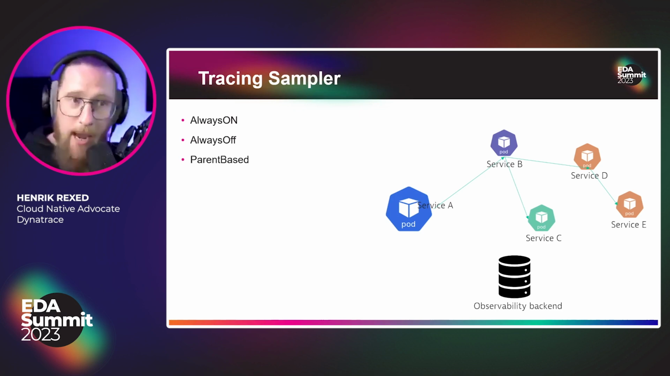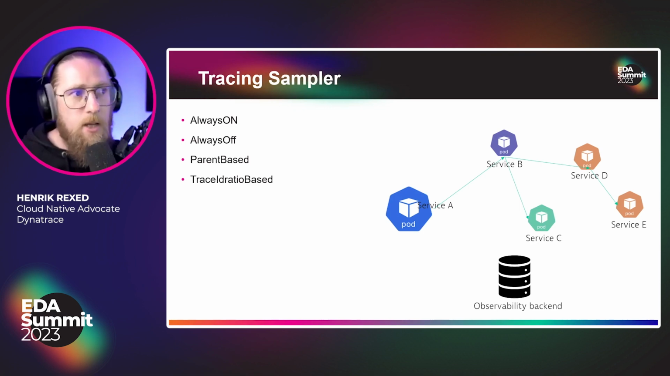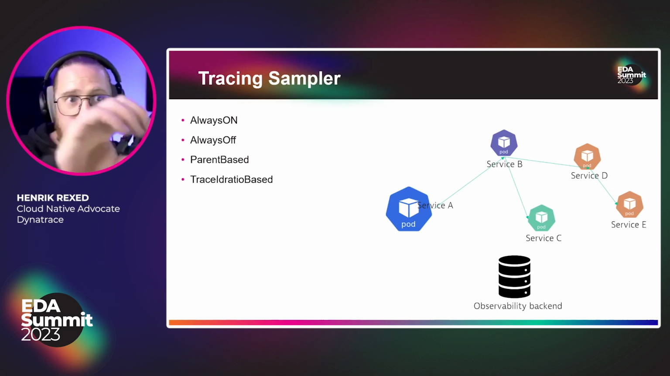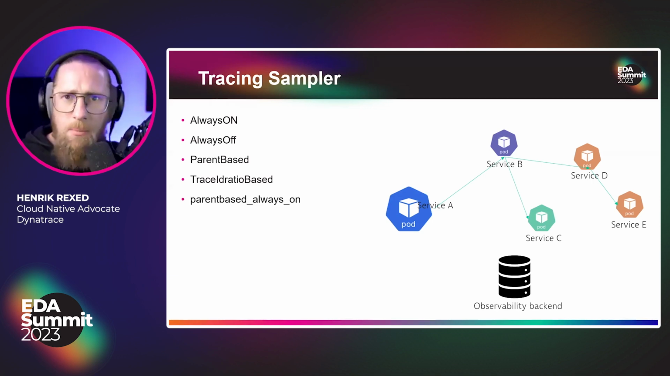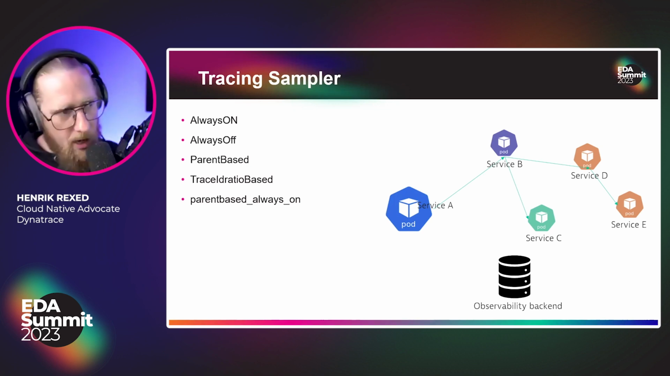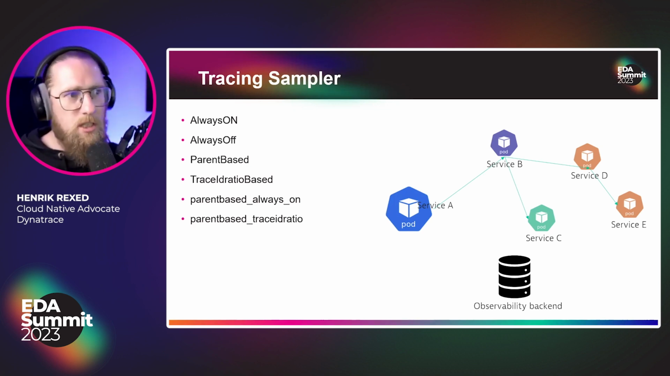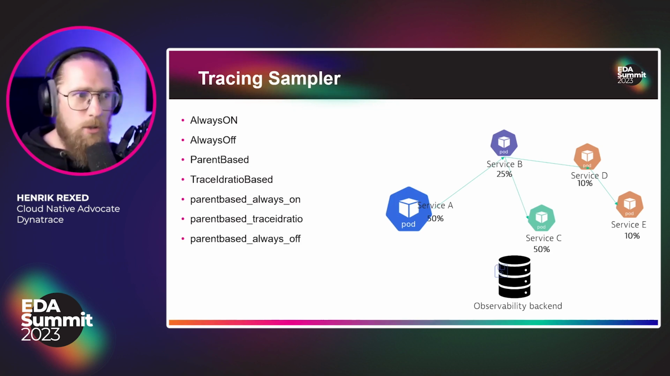You have parent-based. Parent-based is appropriate to use if you're a dependency, for example, services B, C, D, E here. I will only send trace spans involved in a transaction, so it avoids the noise of health checks, for example. You have the trace ID ratio, where you define a ratio on each of those services, and based on that ratio, we will drop or send the data. And then you have a combination of parent-based and the others: parent-based always on, parent-based trace ID ratio, parent-based always off, and so on.